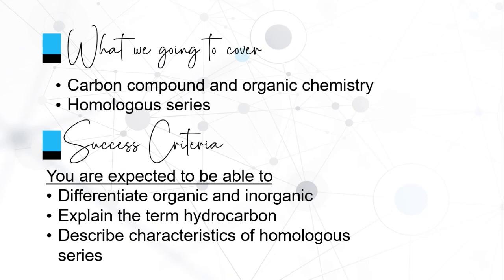I hope that at the end of this lesson, you should be able to differentiate between organic and inorganic compounds, explain a few terms including hydrocarbon, state what they mean, and also describe in more detail the characteristics of the homologous series. What does each homologous series have for each member in the group? So basically these are the three criteria that I hope you're going to achieve at the end of this lesson.